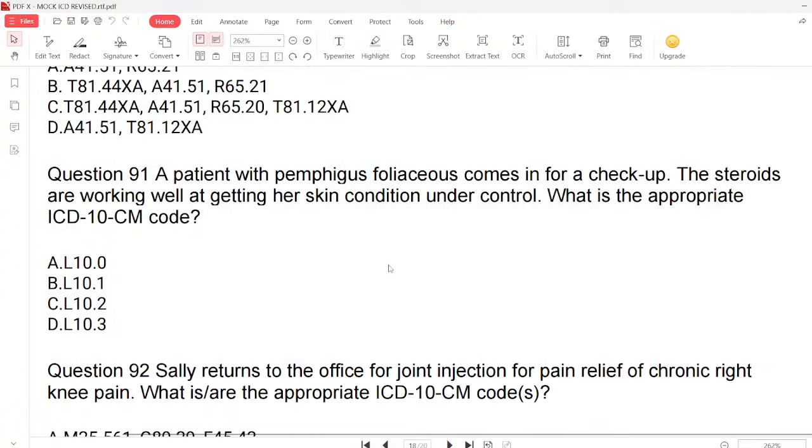Question one: a patient with pemphigus foliaceus comes in for a checkup. The steroids are working well at getting her skin condition under control. So, what is the appropriate ICD-10 code?